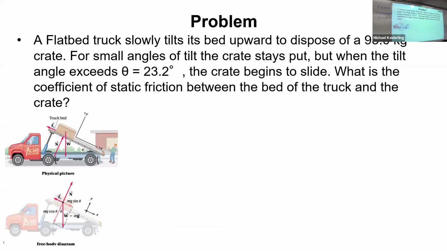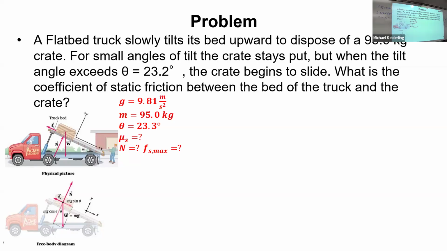So here's the situation we have. g is 9.81 meters per second squared, mass is 95 kilograms, the angle is 23.3 degrees. We want to find the coefficient of static friction. So we'll need to figure out the normal force and the force of static friction.